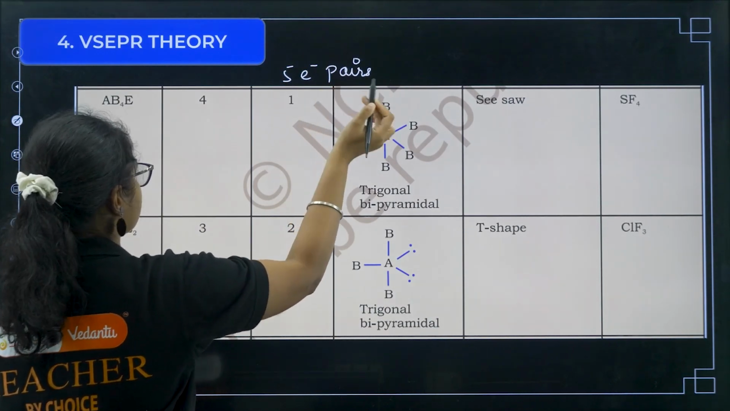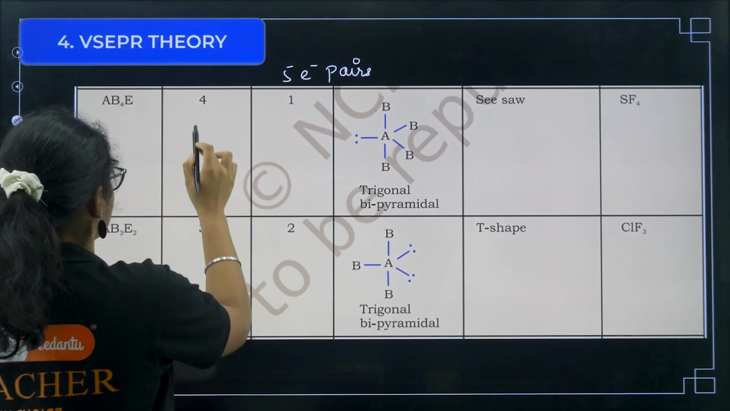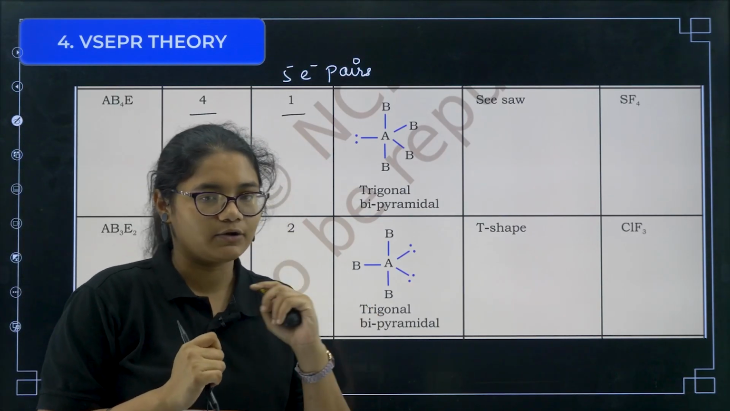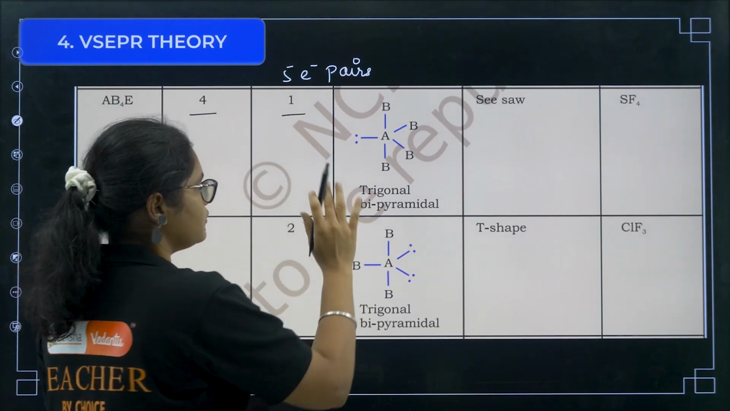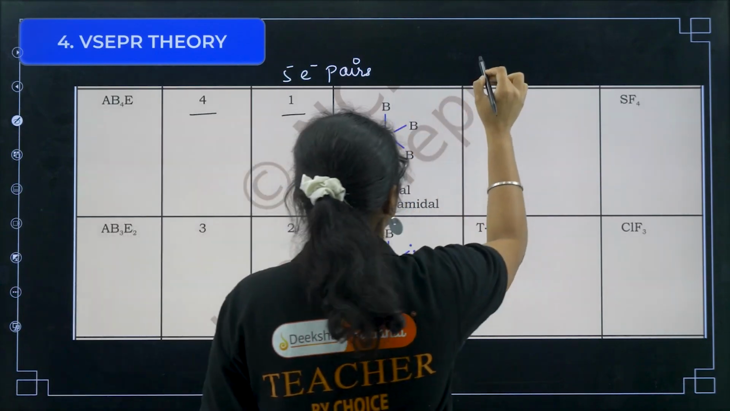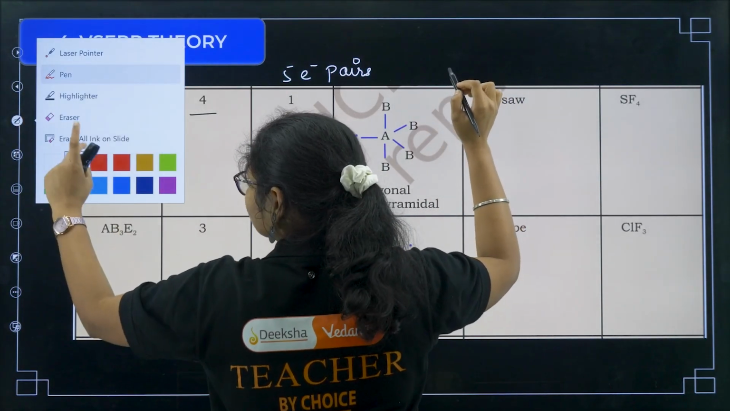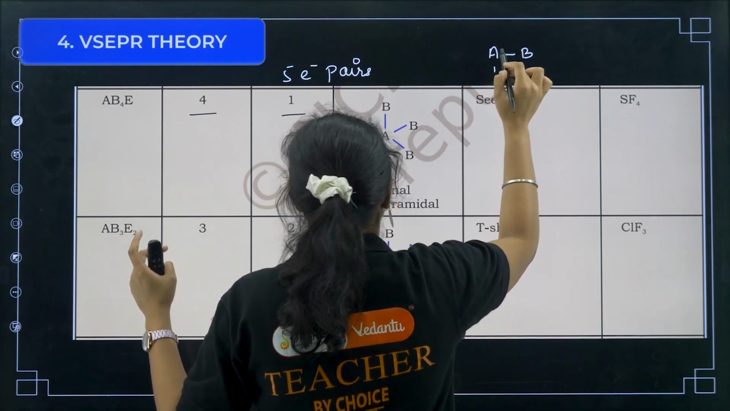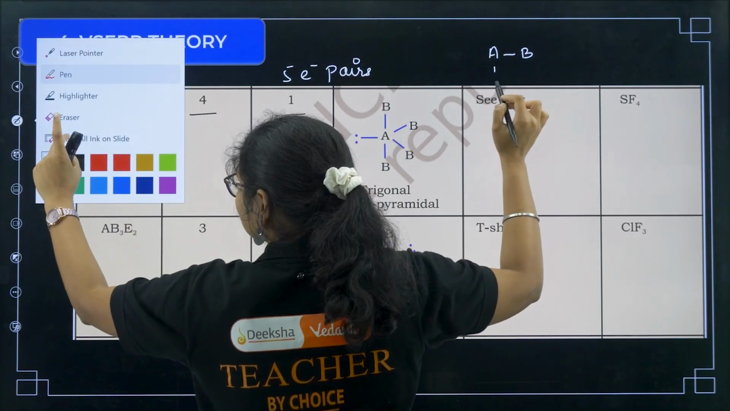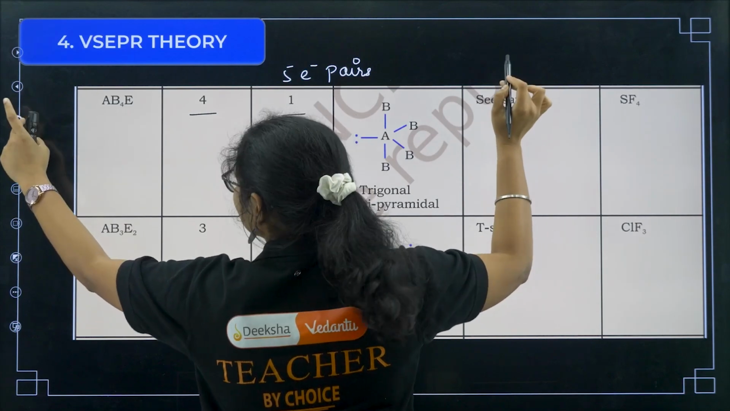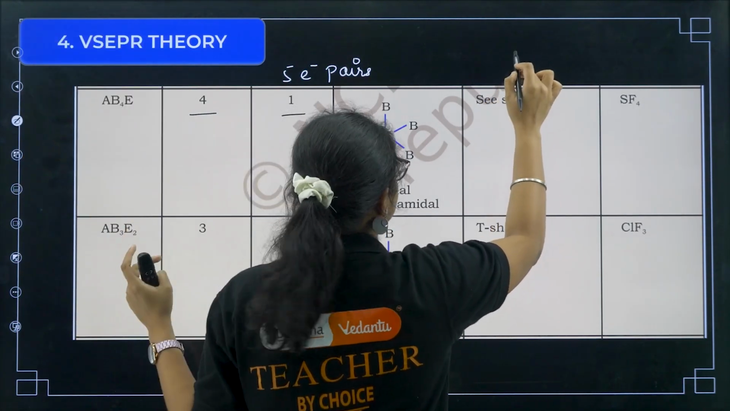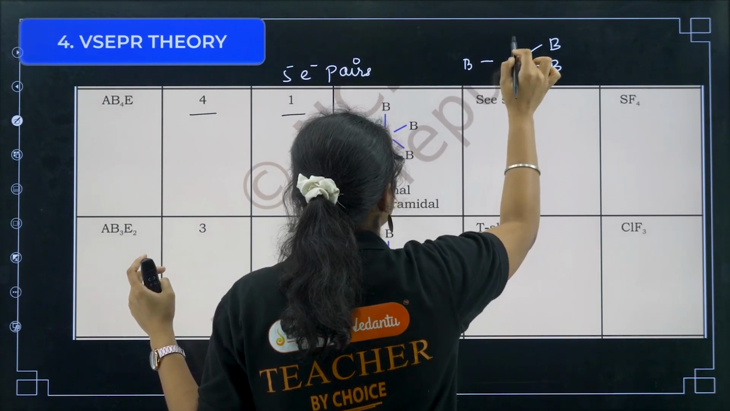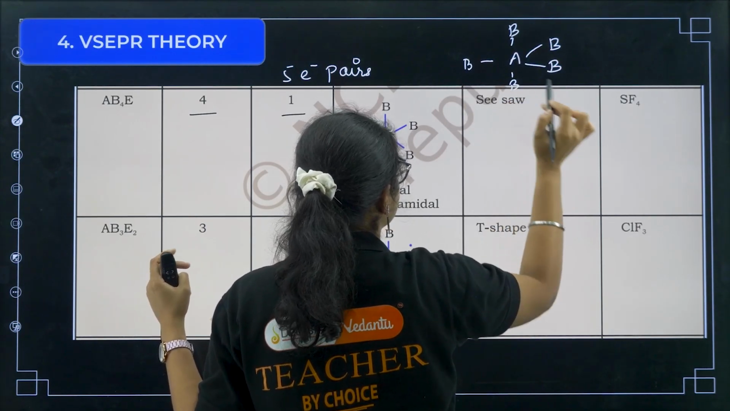Next, coming to 5 electron pairs. Now these 5 electron pairs can be in the form of 4 bond pairs and 1 lone pair. If you have normal 5 bond pairs, then the shape is like this: A, then you have 3 B's in one plane, as we have discussed, 1 B at the top plane and 1 at the bottom plane.